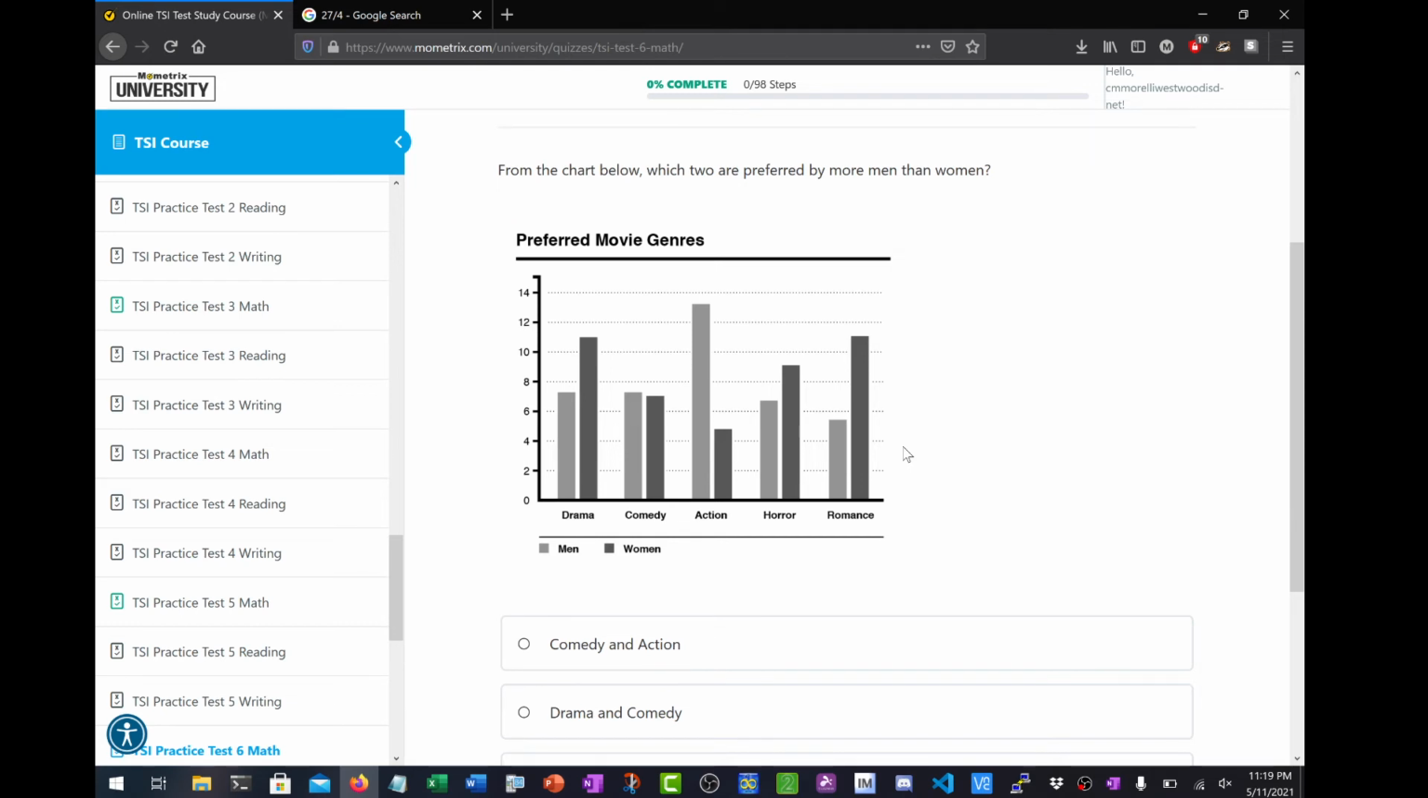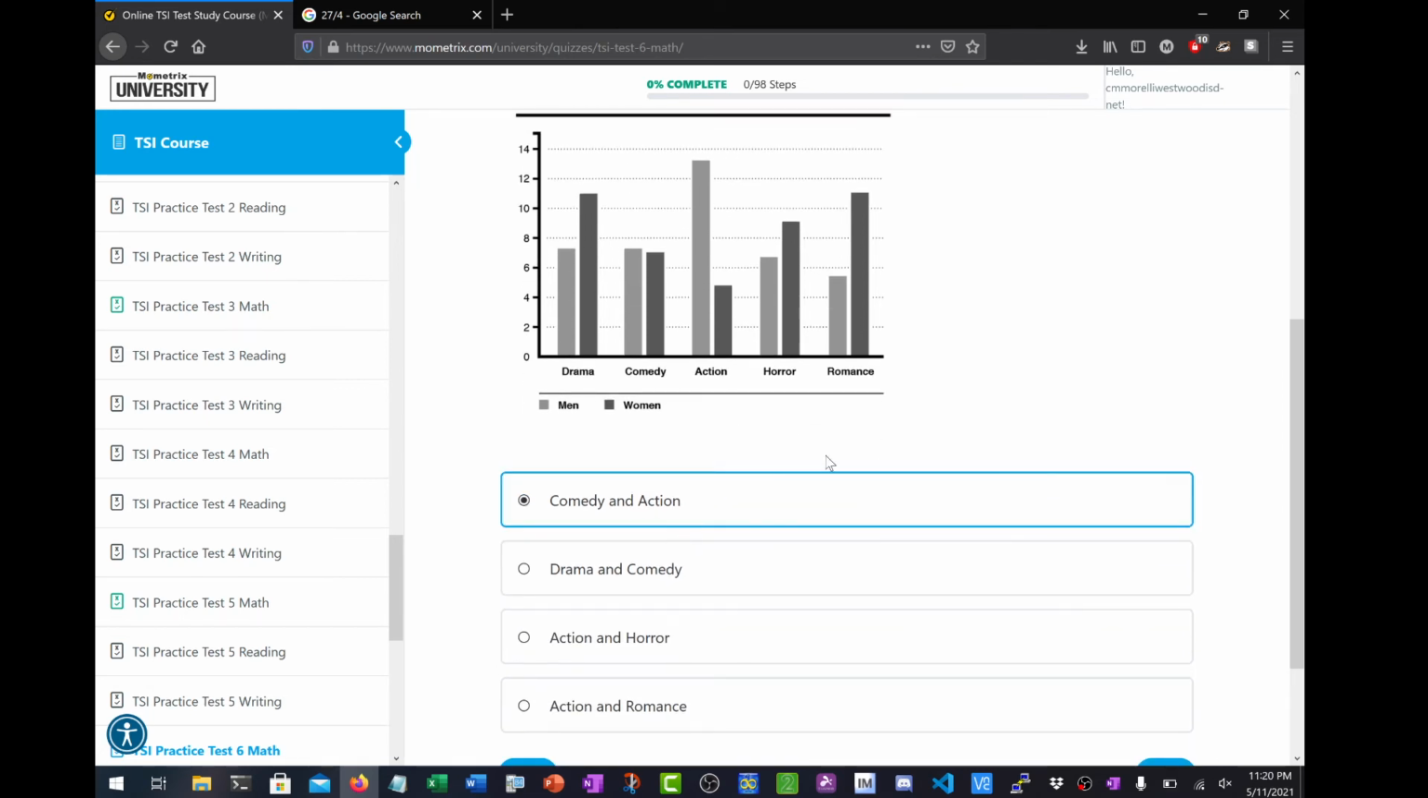Okay, here in this problem, men are the lighter color. From what I can see, it's kind of actually hard to tell. Women are the darker color. And then it says which two are preferred by more men than women. So I'm just saying, well, comedy and action are preferred by the lighter color more. Okay, so I would choose that one.